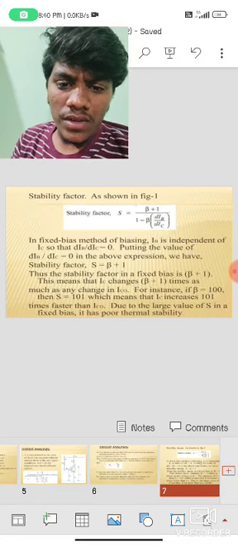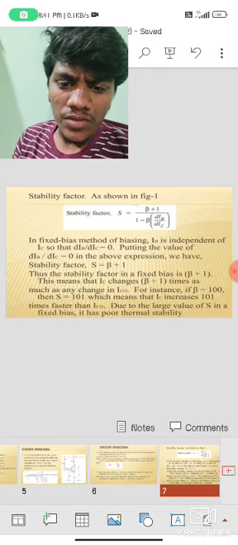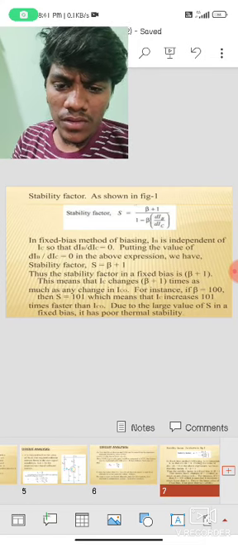Stability factor. Stability factor S equals beta plus 1 divided by 1 minus beta into dIB by dIC. In the fixed bias method of biasing, IB is independent of IC, so dIB by dIC equals 0. Putting this in the above expression, the stability factor is beta plus 1. This means that IC changes beta plus 1 times as much as any change in ICO.